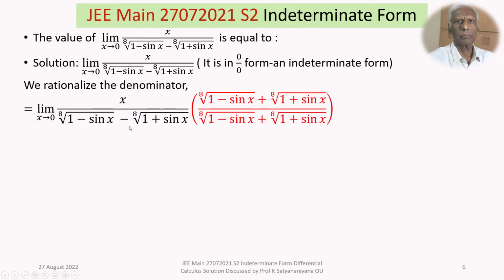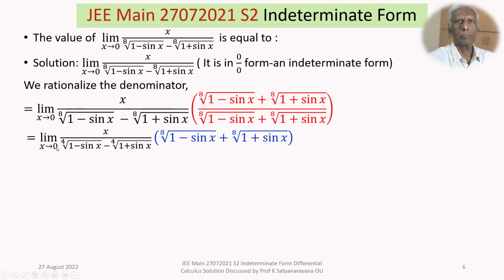Now, when you multiply in the denominator, you will get the 4th root of 1 minus sin x minus the 4th root of 1 plus sin x. And that will be x by the 4th root of 1 minus sin x minus the 4th root of 1 plus sin x, and this factor will remain. So this is the one multiplied by this. And the limit of the product is equal to the product of their limits. So limit as x tends to 0 of this factor multiplied by limit as x tends to 0 of this factor. This is what we have written.